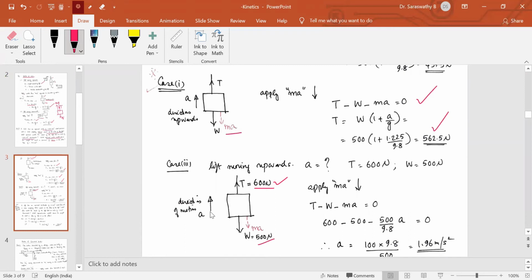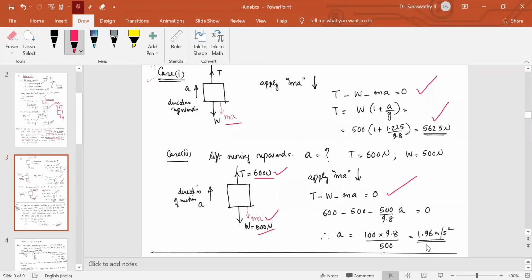So as the lift is moving upwards, in the direction of motion, we apply inertia force downwards. So this is the inertia force applied by us. We can write T minus W minus Ma is equal to 0. T is given, W is given, mass is equal to W by g, a is the unknown. From that we get the acceleration. So when the tension in the cable is 600 Newton, the corresponding acceleration is 1.96 meter per second square.